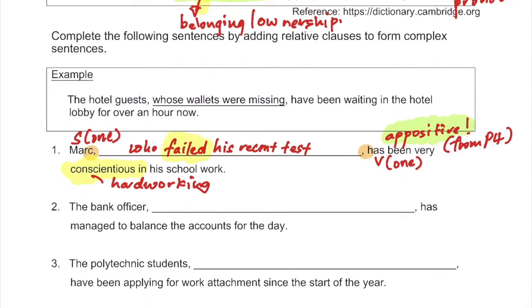Jaxith, are you ready with your adjusted answer for question 2? I still need some time. Okay, then let me skip over to question number 3. Reese, are you ready? Yeah, just give it a try. Go ahead. The students who are lazy have been applying for work attachments since the start of the year.